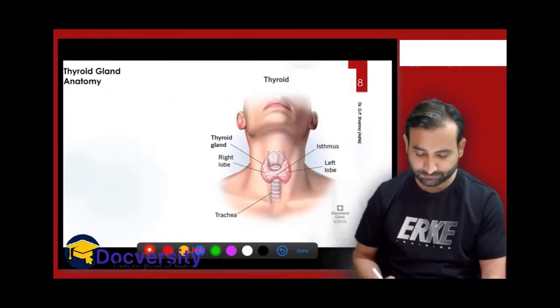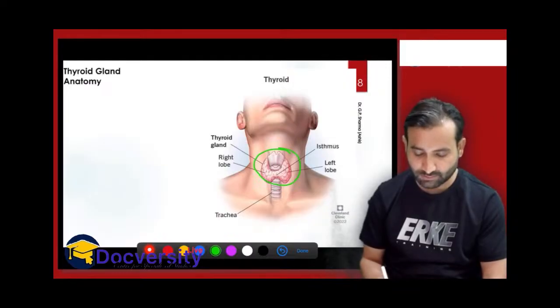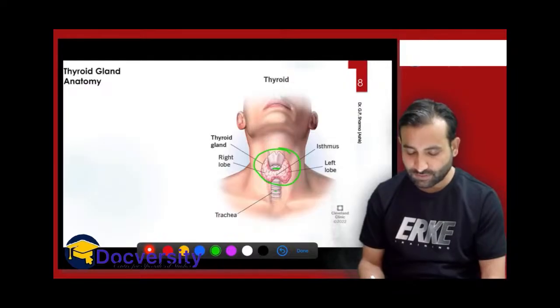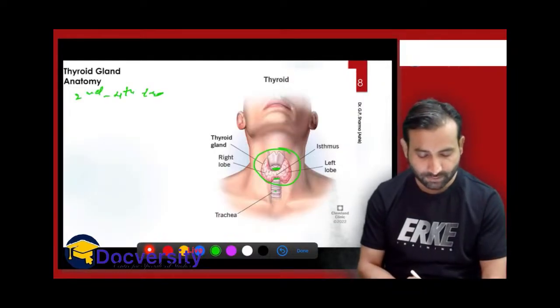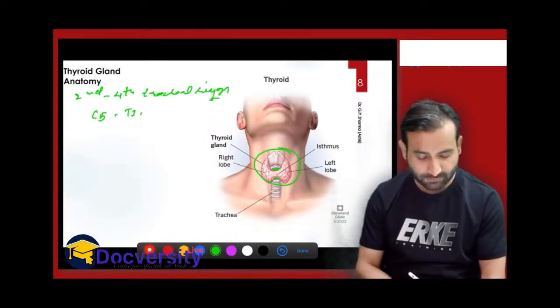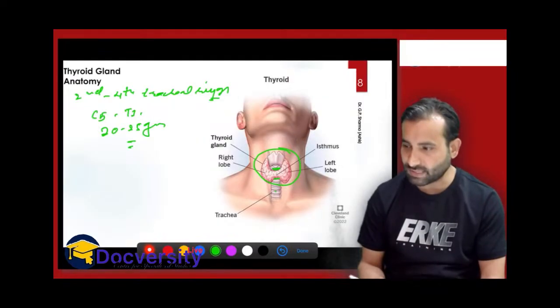Now let's go to the thyroid gland. Look at here, the thyroid gland is an endocrine gland. It's present within the neck. So you should remember, this is our trachea. Our thyroid gland is present in front of the rings of the trachea, between the second to fourth tracheal rings, in the midline. And it is at the vertebral level of C5 to T1, and the weight of the thyroid gland is about 20 to 25 gram. Remember, this is the anatomy.